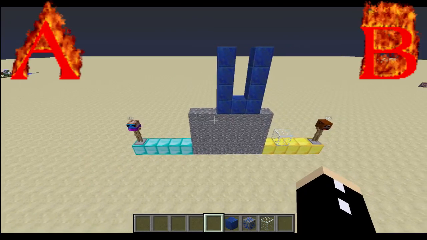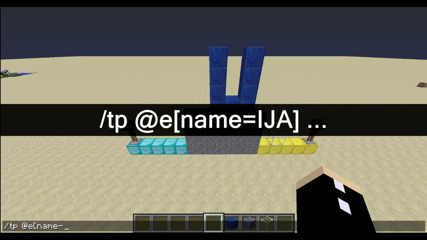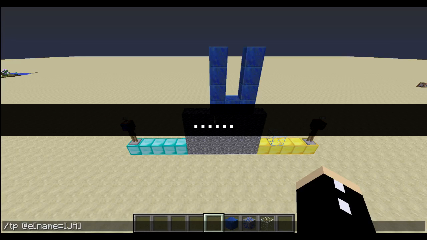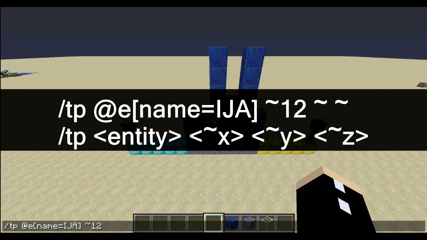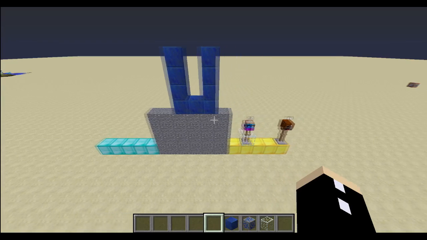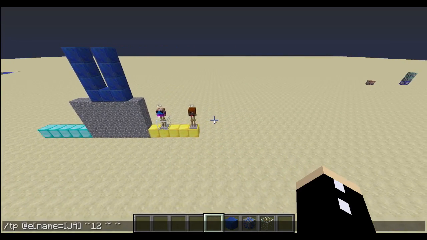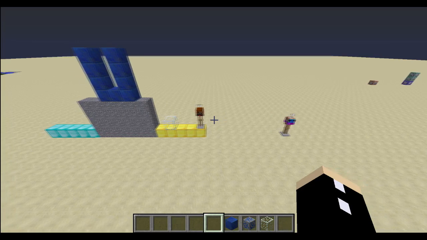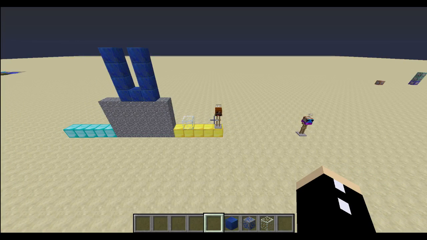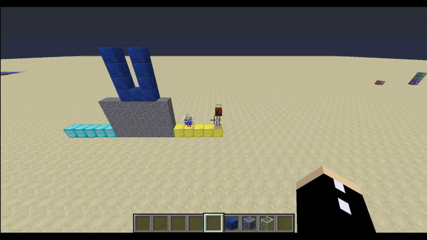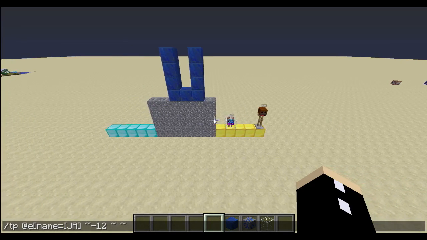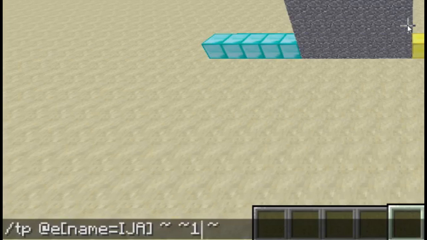So now let's try this. /tp @e[name=IJA]. Wait, I don't want to put in exact coordinates. I'm going to have to use these magical things called tildes. 12 blocks towards positive X, 0 blocks towards Y, and 0 blocks towards Z. Bam! And I can even do it again because these aren't exact coordinates. And it goes back downwards because there's gravity. So we want to teleport IJA back upwards, because typing in -12 is not going to cut it. We're going to have to go upwards 1 in the positive Y direction.